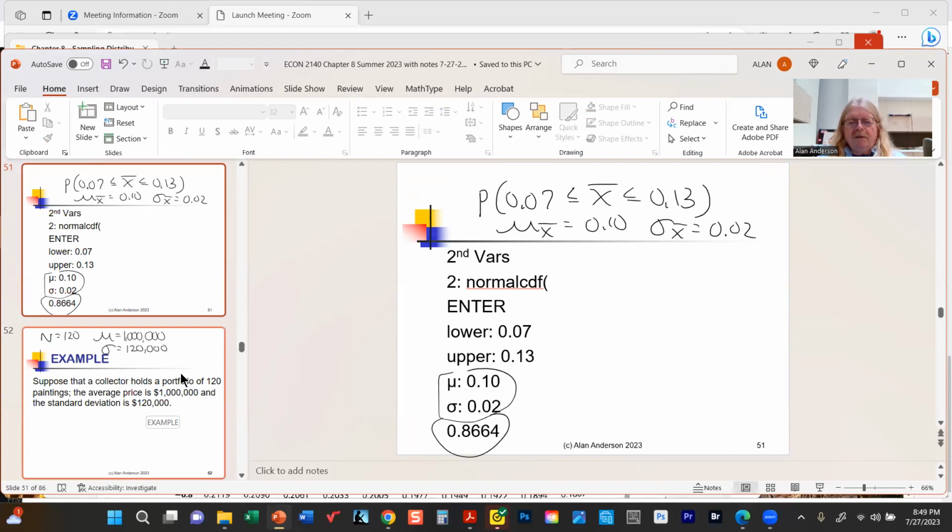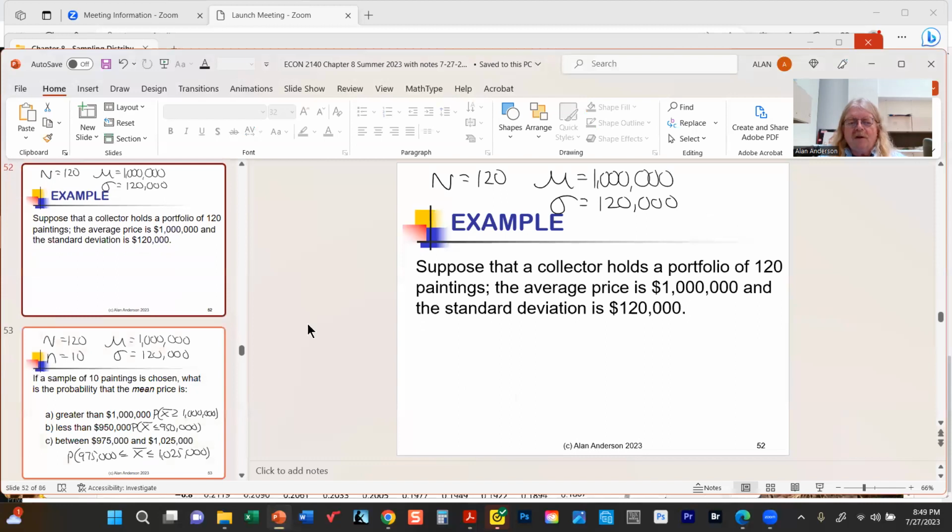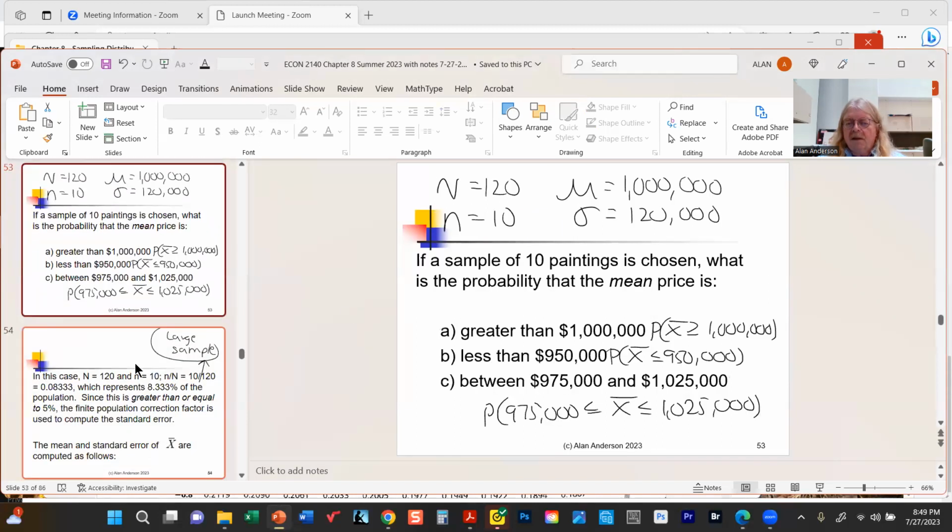All right, now let's look at another example. This will be an interesting one because now all of a sudden, for the first time, we have a large sample. We have a collector with 120 paintings in this portfolio, so that will be our population. The average price is $1 million, and the standard deviation is 120,000. We're going to choose a sample of 10 of these paintings. So lowercase n is 10, uppercase N is 120. That is a ratio of about 6%. No, 8%, sorry, 8.3%, which means that for the first time, we have a large sample.